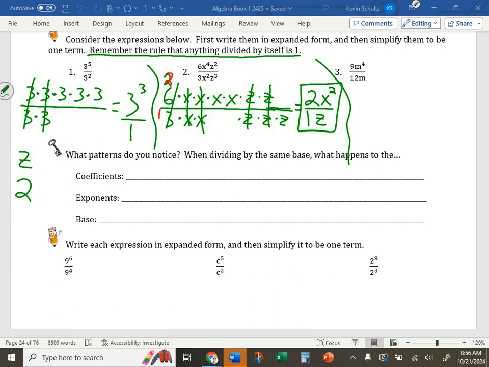The last one: 9m to the 4th over 12m. Again, thinking about expanded form here, our numerator is going to be 9 times m times m times m times m. Our denominator is 12 times m. What can we do here? Jude? Cancel out one of the m's. Cancel out one pair of m's, because anything divided by itself, even m divided by m, equals 1.